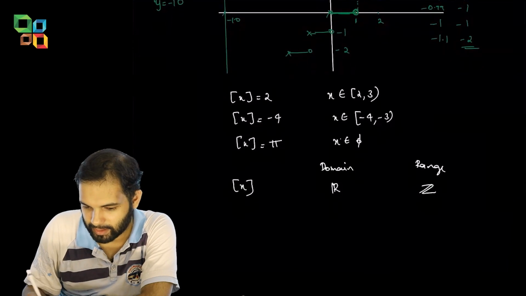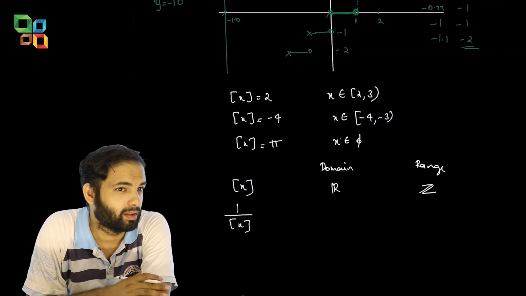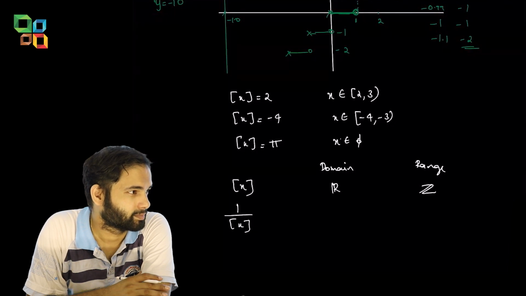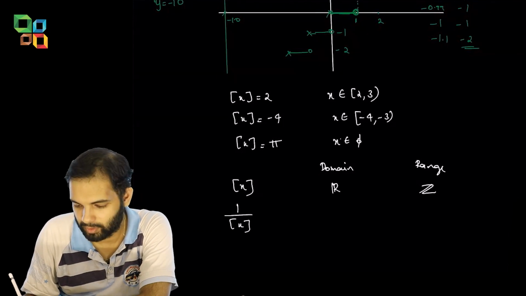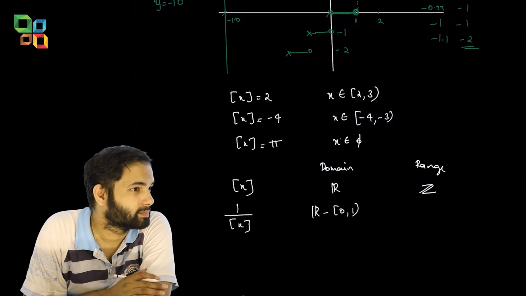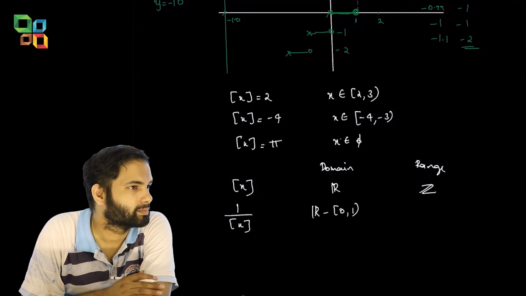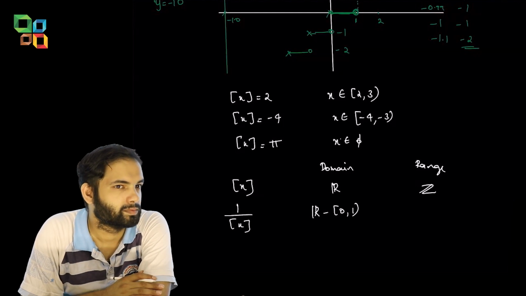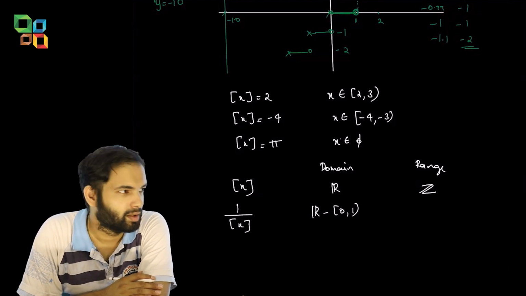Okay. Then answer this. 1 divided by the integer part. All real numbers except 0? Except 0 to 1. Except 0 to 1, correct. 0 included, 1 excluded, because that's the region where the integer part is 0. Yeah. Okay. What is the range? Integers? All reals? All reals?